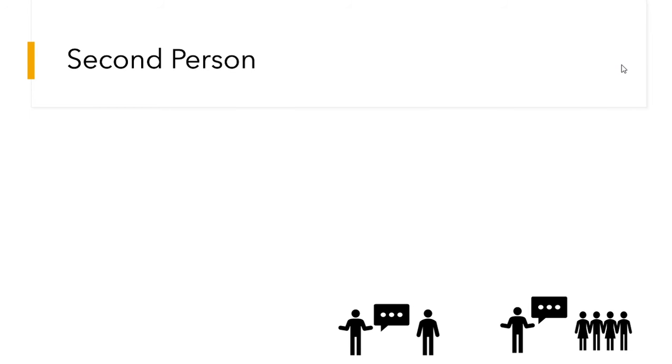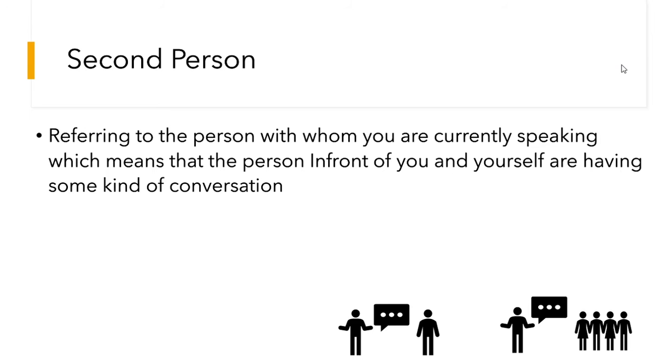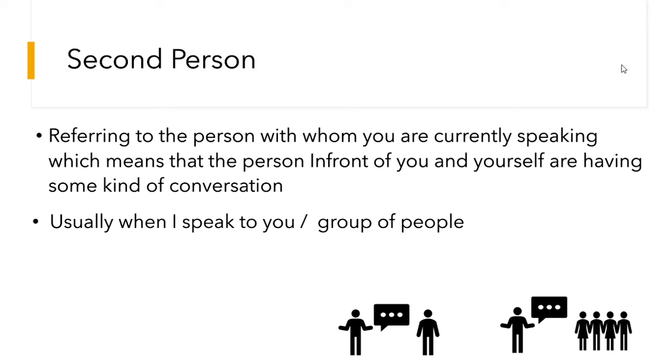So second person, referring to the person with whom you are actually speaking, which means that the person in front of you and yourself are having some kind of conversation. Usually when I speak to you or a group of people. So let's understand which pronoun comes for the second person. That is you. It could be singular or it could be plural.